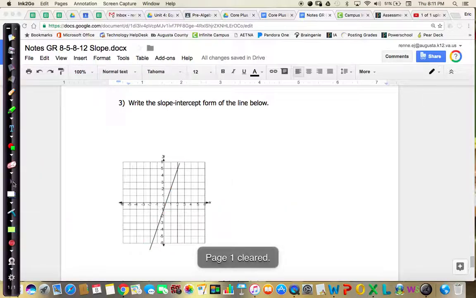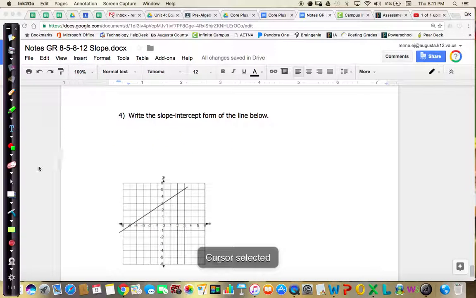So let's look at number 4. Write the slope-intercept form of the line below. So I'm going to connect my line, or make arrows on my line segment. I'm going to write m equals for my slope, and I'm going to find 2 points. So I'm going to use this one, and I'm going to use this one. And now I'm going to go up +2 over +3, so my slope is 2/3.